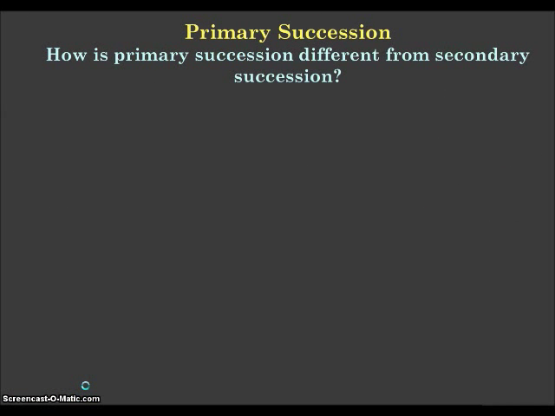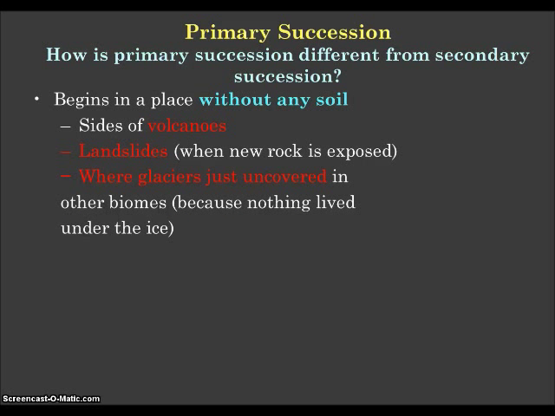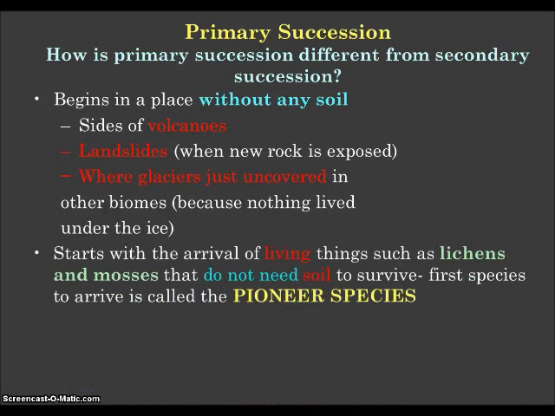So first, primary succession. The word primary, think about it. We went to primary school. We have primary lessons. So this is a word that indicates first. How is primary succession different from secondary succession? It begins in a place without any soil, okay, so really bare. This could be a site of a volcano. It could be a landslide when new rock is exposed. Or it could be where glaciers just uncovered land in other biomes, because nothing lived under the ice. So remember, if there's no soil and then things start to grow back, that's primary. It's first, because first there has to be soil.